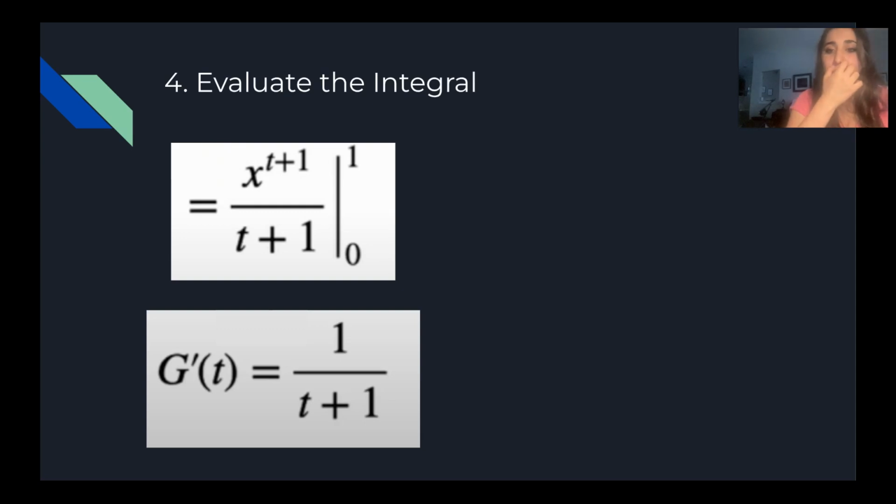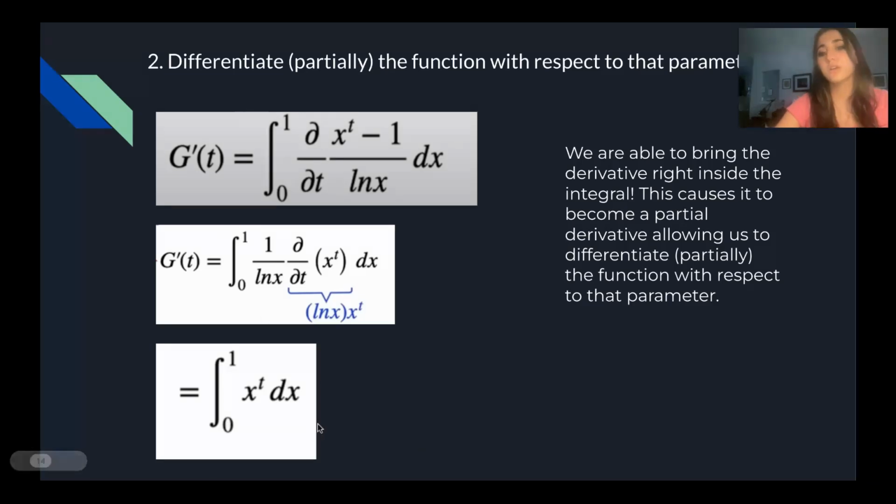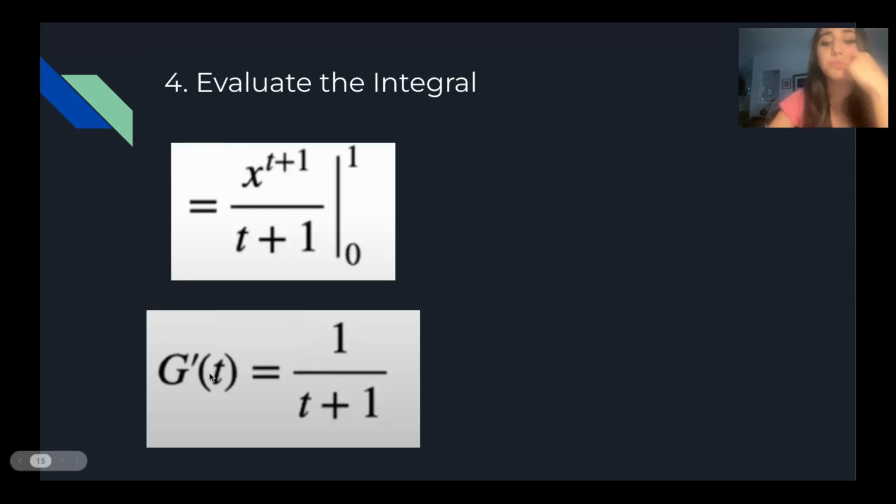So when we evaluate this integral, we just end up with g prime of t is equal to 1 over t plus 1. This is just basic calculus that we already know of. But the issue is, we don't want g prime of t, right? We want g of t. So we need to take the integral of g prime of t, basically using the fundamental theorem of calculus.